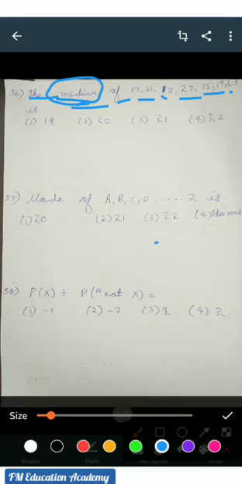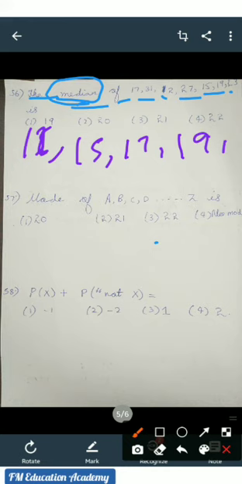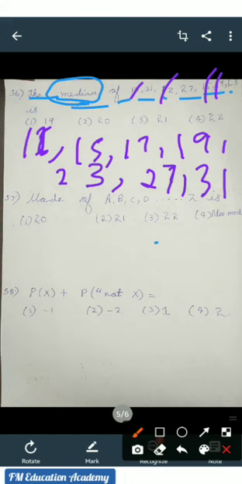So what is the smallest number here you have? 15, 7, 12, 12. You have the smallest number, 12, then 15, 17, 19. 12 is over, 15 is over, 17 is over, 19 is over. Then we have 23, 27 and 31. So how many observations are there here? 1, 2, 3, 4, 5, 6, 7, 8.